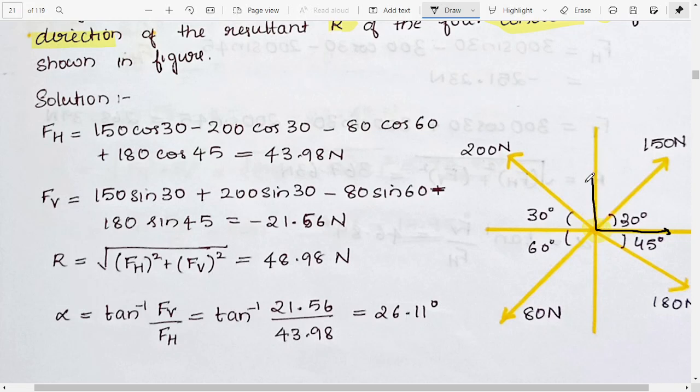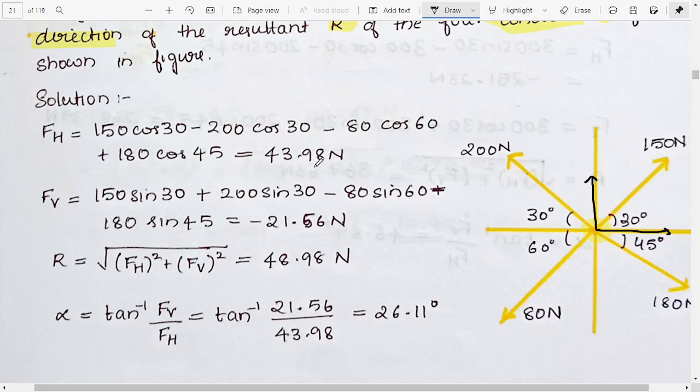Okay, so 150 will be 150. First we'll find the force on the horizontal axis. So we'll be having 150 cos 30, 180 cos 45. Then we should take minus, because here the x will be negative, it will be in the negative axis. So it will be minus 200 cos 30 minus 80 cos 60.